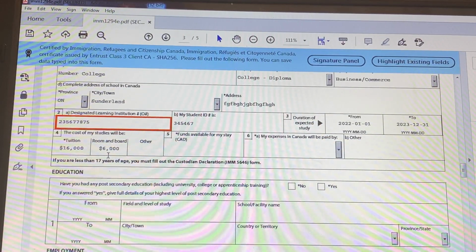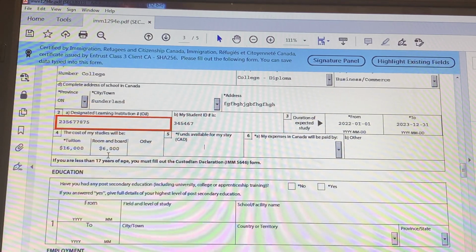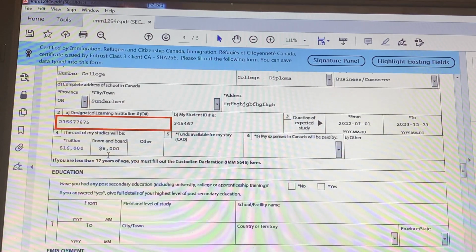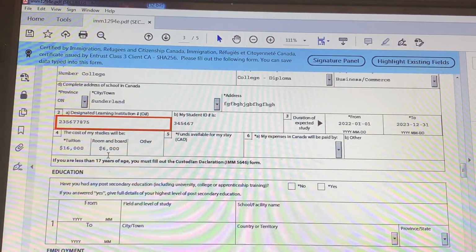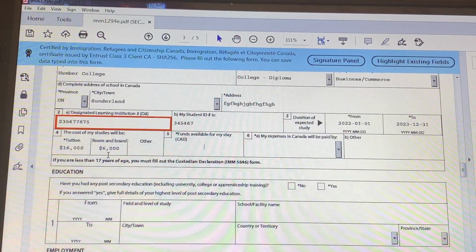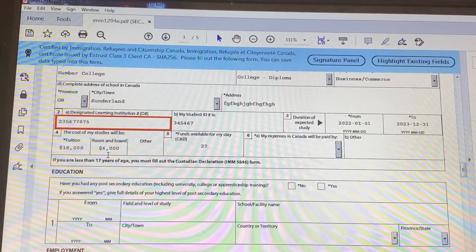So Mr. John Brown has $12,000 in his account. 12,000 Canadian dollars in his account. His sister in Canada is also sponsoring him $10,000. That's $22,000, and his wife is sponsoring him $5,000. That's $27,000. So we're gonna be putting $27,000 right here.